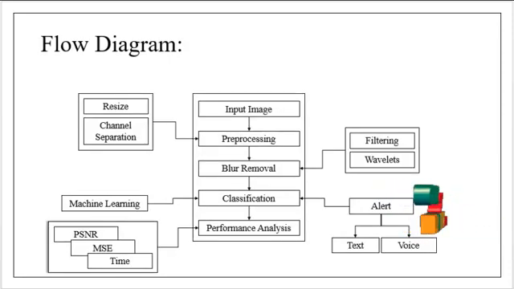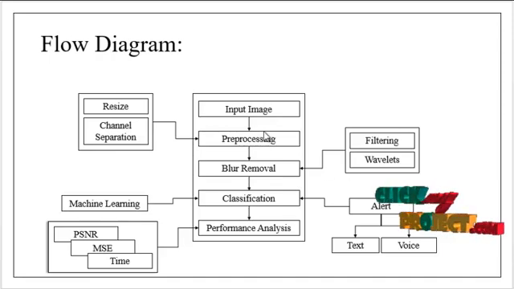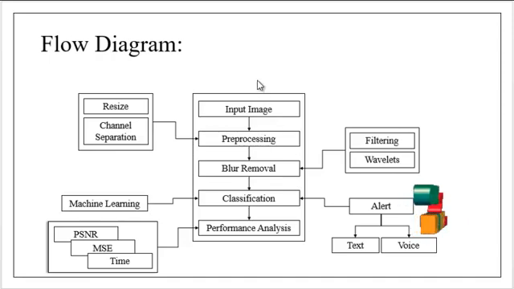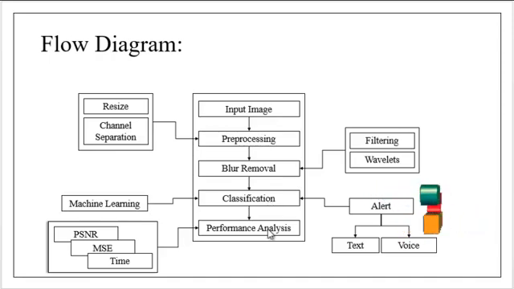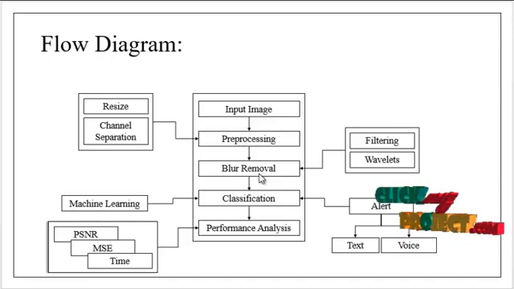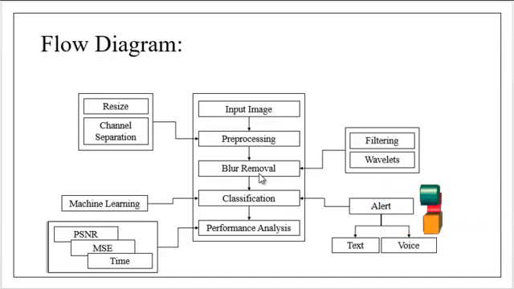Now we are going to discuss the flow diagram of the process. This is the overall working flow of this project. This project consists of modules such as input image, pre-processing, blur removal, then classification, and finally performance estimation. In blur removal also we have two stages: one is blur addition and the other is blur removal.